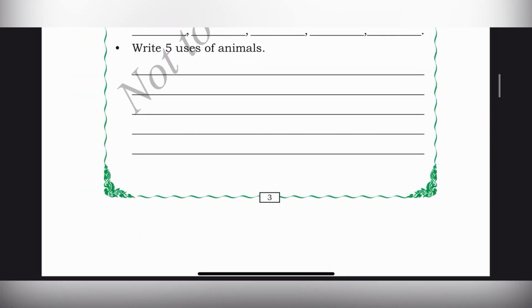Children, first use of animals is that some animals act as a source of income. Second use of animals is this: we get wool from the sheep. Third is we get milk from the cow. Fourth is we get eggs from the hen. Fifth is we get meat from animals. So children, now let us move on to the next main.